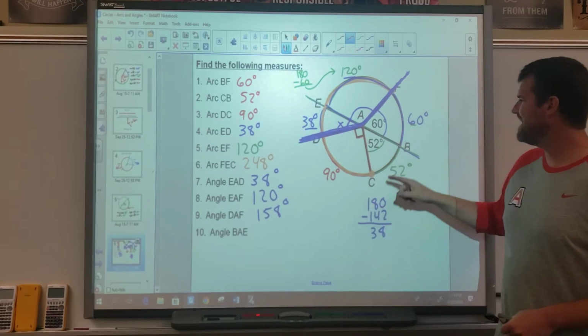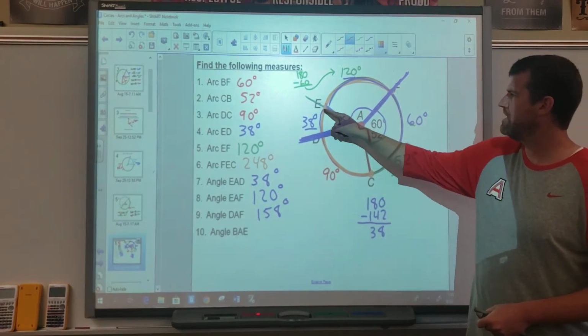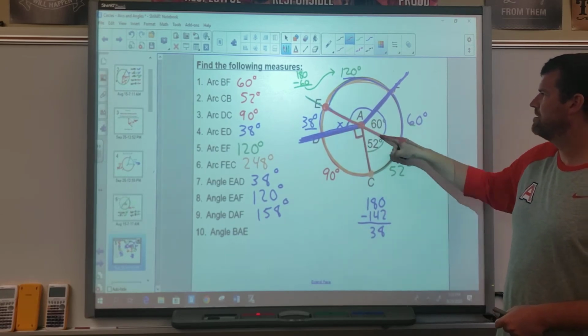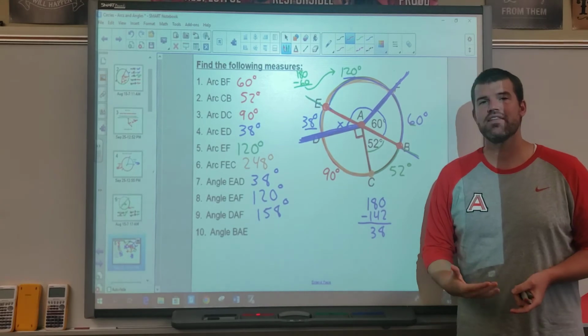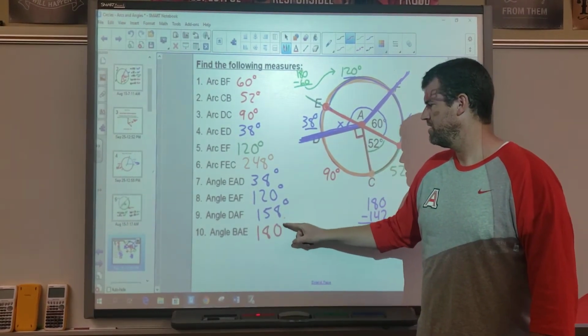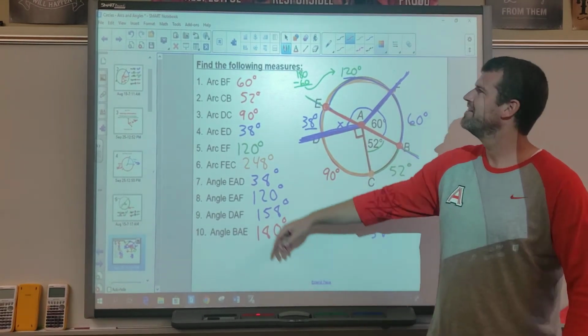And then finally, the last one, angle BAE. So start at B, go to A, end at E. Well, that's just my diameter, right? That's a straight line, and the number of degrees in a straight line, we know, is 180 degrees. All right, that was a lot on one slide.